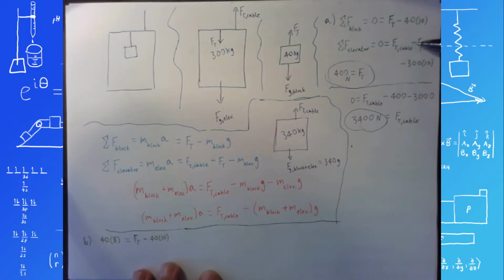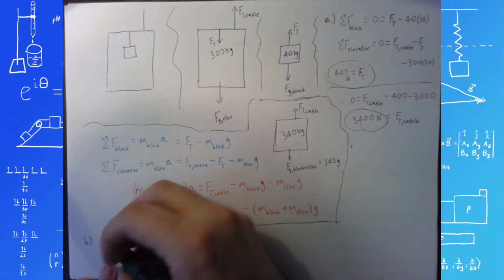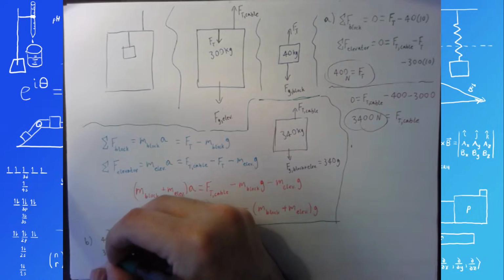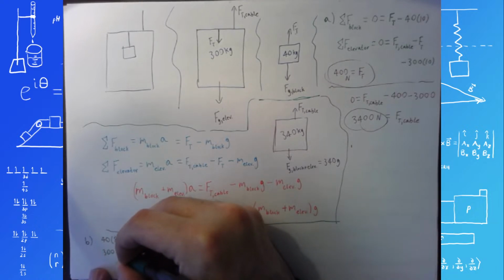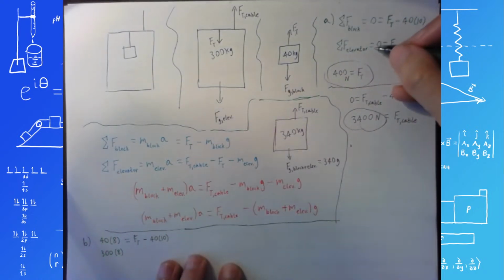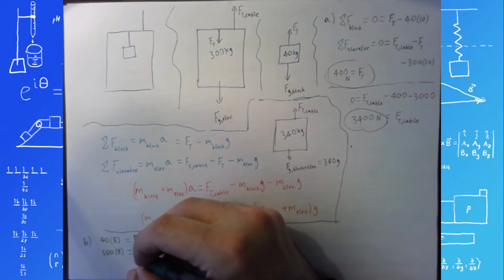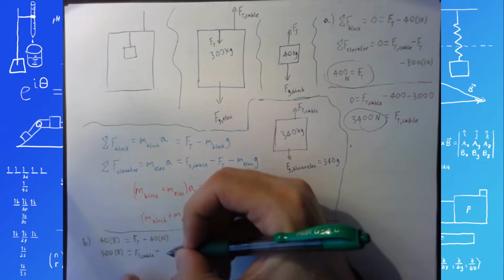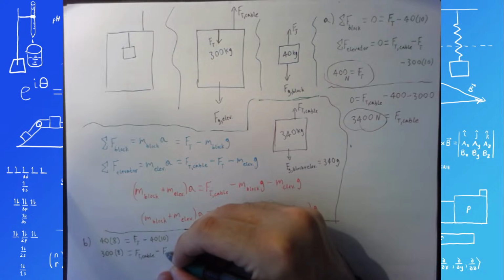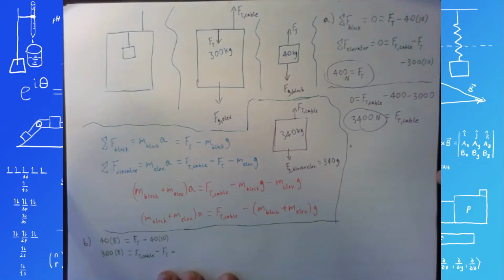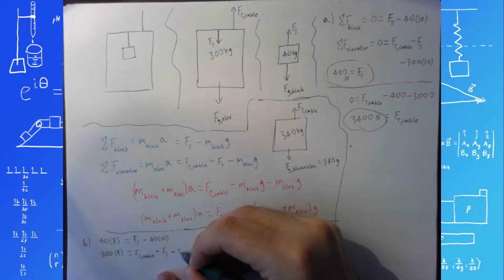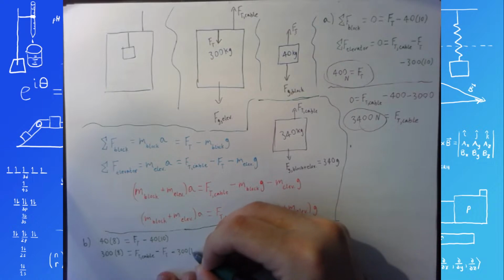And then for the elevator itself, we can do cable tension, or no, getting ahead of myself, 300 times the acceleration. Net force on the elevator equals MA, but also equals the sum of the forces. That's the cable tension minus the rope tension minus the weight of the elevator, 300 times 10, or 3,000.